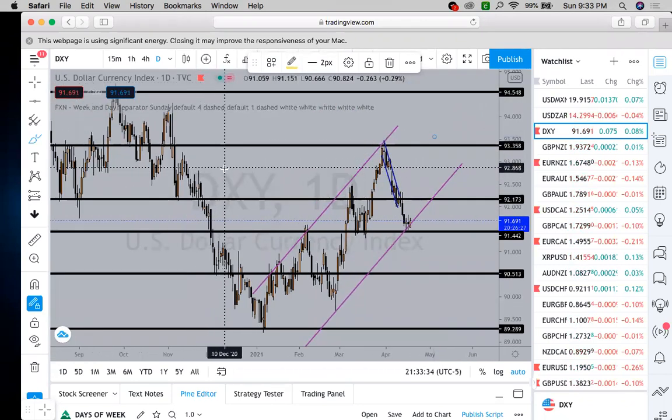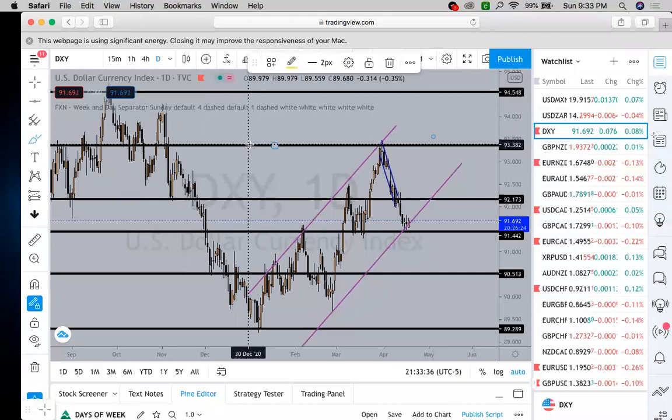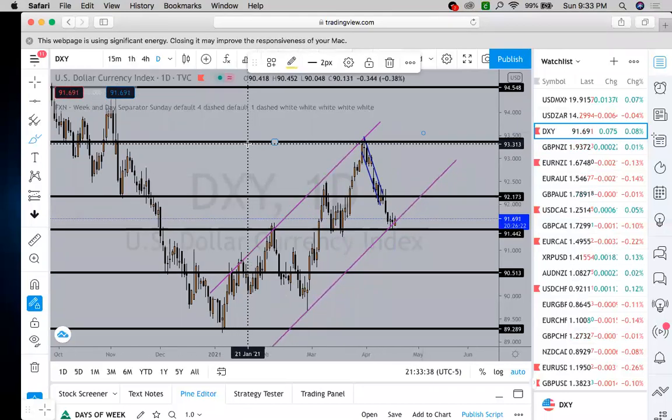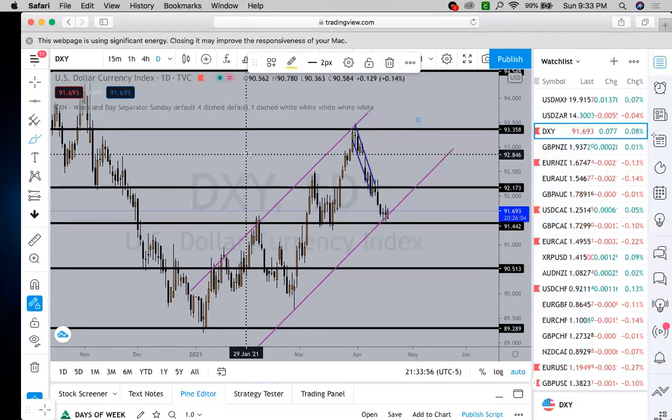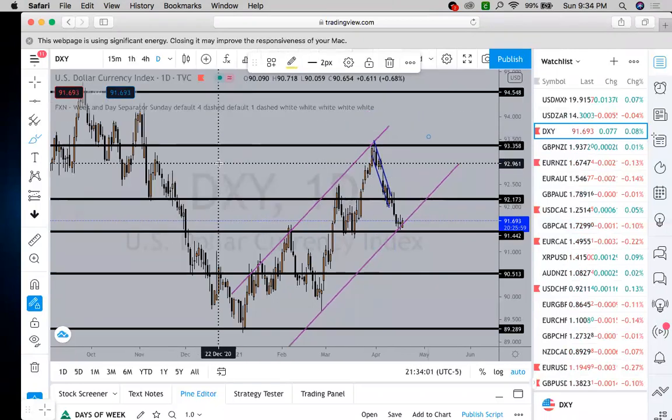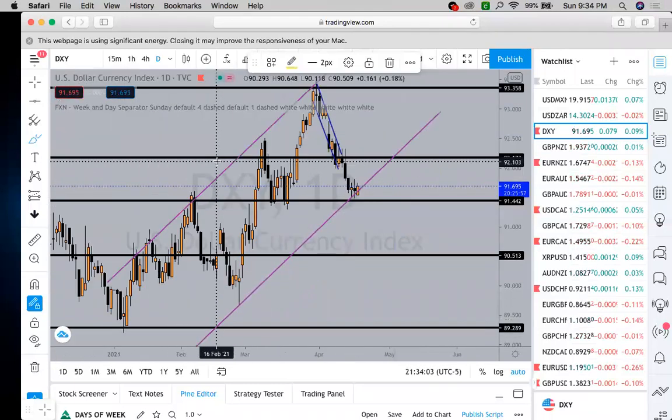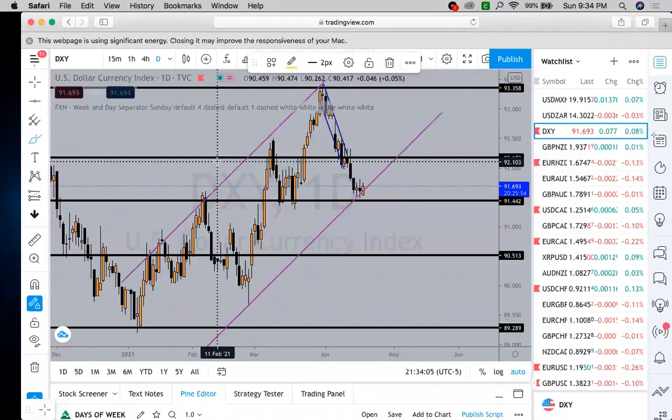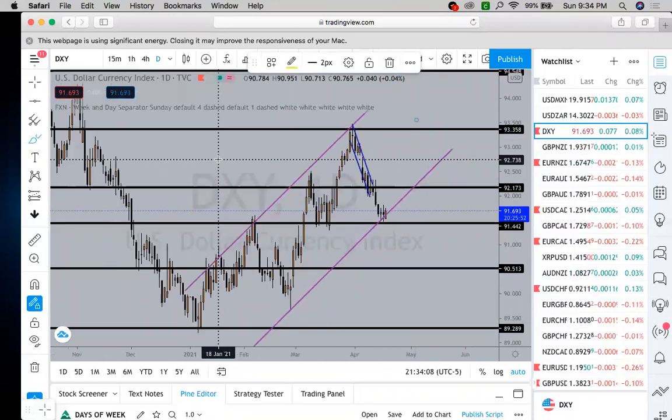So starting out, I usually like to start off with the DXY, that's the US dollar currency index. The reason why is because I trade New York session the majority of the time, which is when the New York session opens up for the US. So I usually trade the USD-based pairs first.